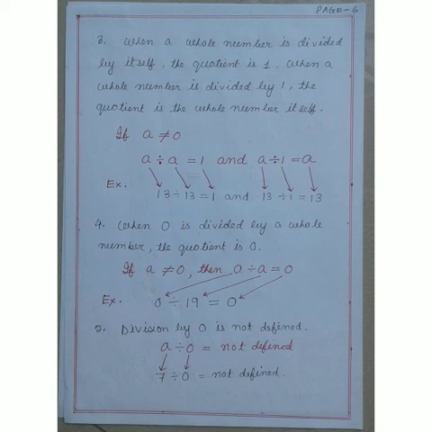Property number 5, division by 0 is not defined. If the divisor is 0, we cannot define the quantity. A divided by 0 is not defined. 7 divided by 0 cannot be defined.